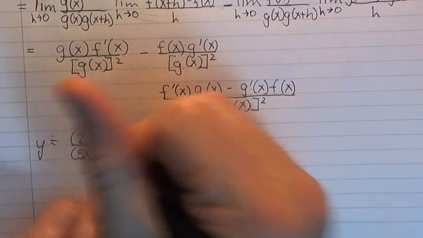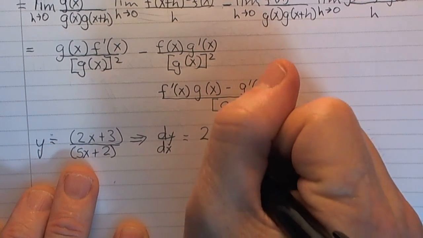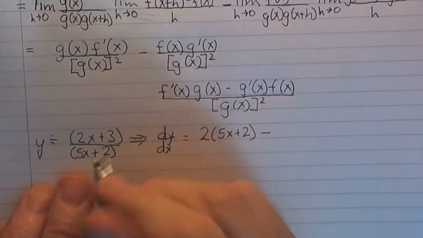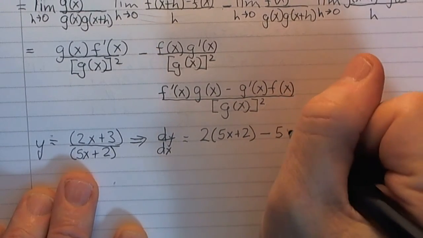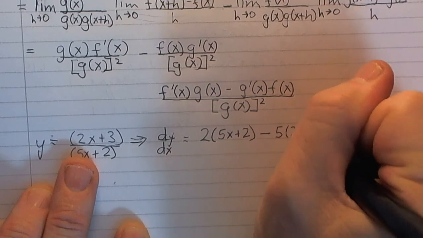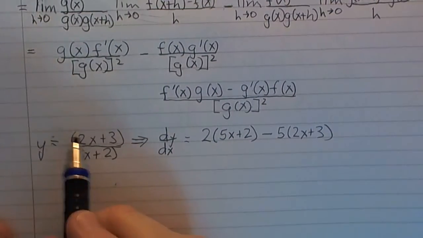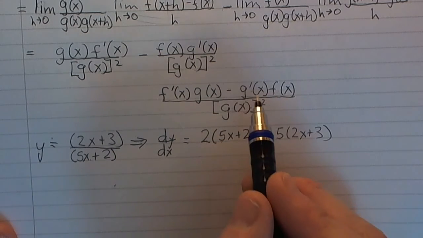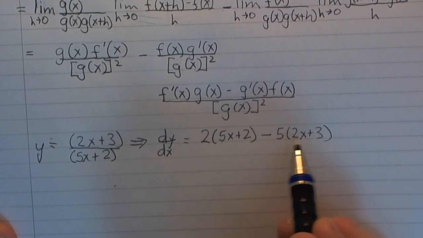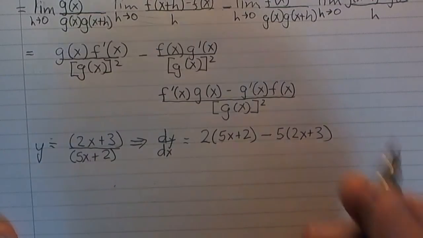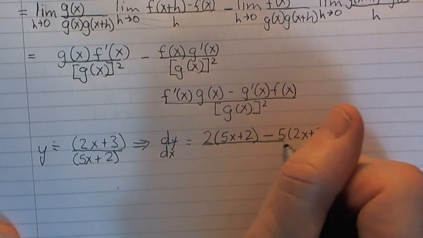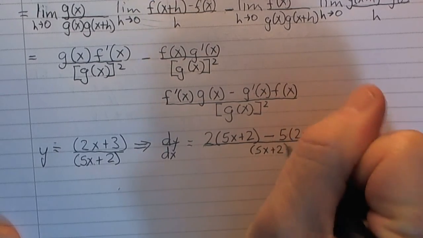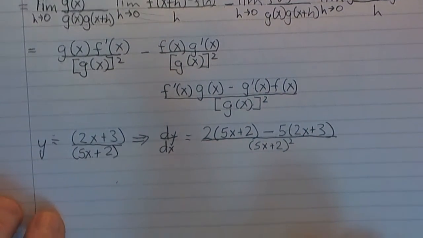Well, we take the derivative of the top times the bottom minus the derivative of the bottom times the top. See that? Derivative of the top times the bottom minus the derivative of the bottom, see, times the top, all over the bottom squared. And there's our derivative using the quotient rule.